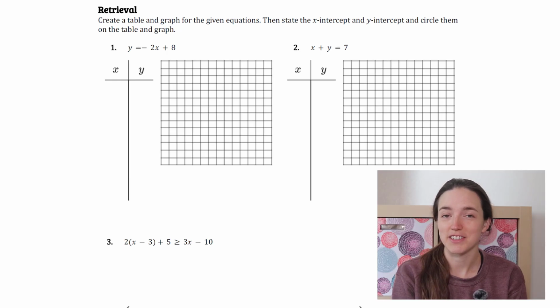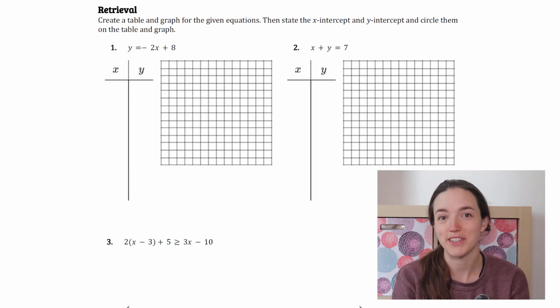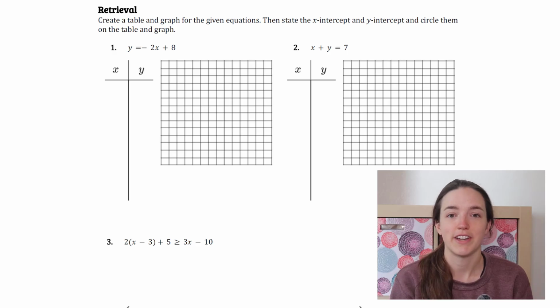This is the Unit 5 Lesson 1 retrieval. In our packet, it's on page 7. Okay, we have a lot to do in these first questions. We need to create a table and graph, and then find the x and y intercepts and circle them on the table and on the graph. So I think I'm going to start with the graph actually, and then we'll fill in the table.